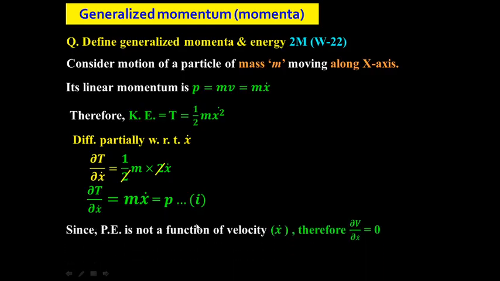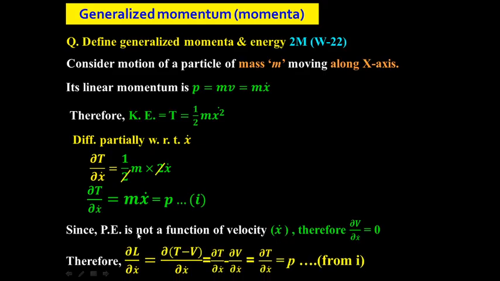Now potential energy is not a function of velocity, that is x dot, so its partial derivative with respect to x dot is 0: del V by del x dot equals 0. Now consider the partial differentiation of the Lagrangian, del L by del x dot, where L is nothing but T minus V. So the difference between kinetic and potential energy is the Lagrangian. So del by del x dot of T minus V.